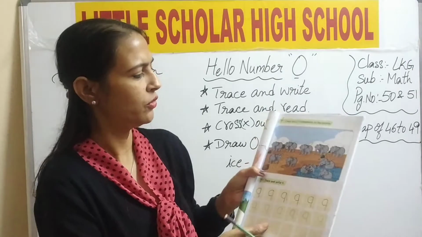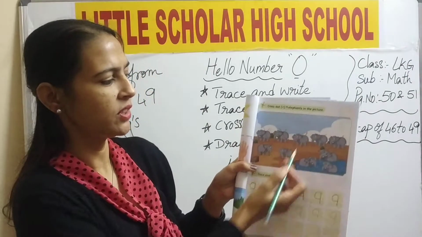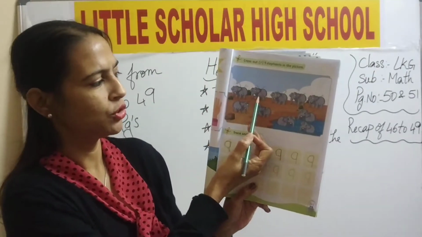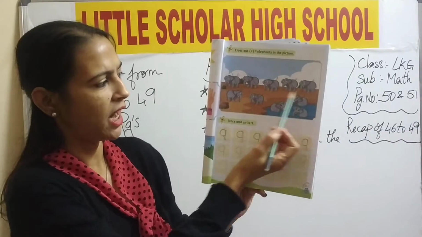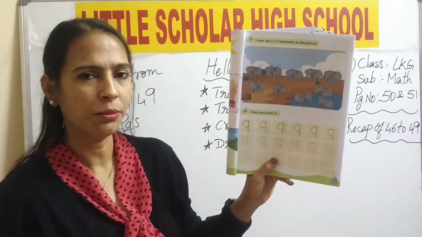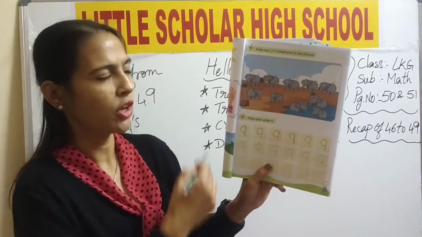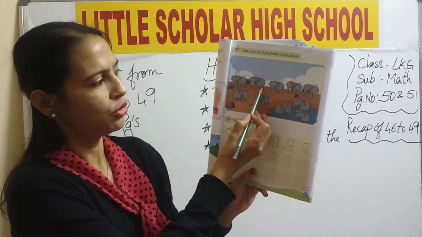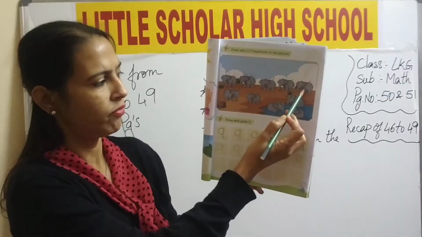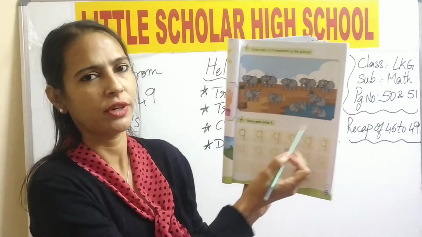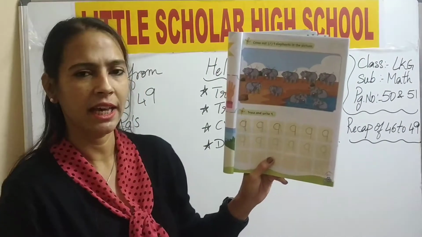Now the next one. Cross out 9 elephants in the picture. So, how many elephants are here? Let us first count that. 1, 2, 3, 4, 5, 6, 7, 8, 9, 10. So, how many elephants do we need to cross out? Cross out means cut out. So, how many did we do? 1, 2, 3, 4, 5, 6, 7, 8, 9. So, out of 10 elephants, we cut out 9 elephants.